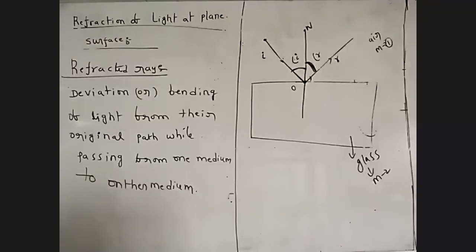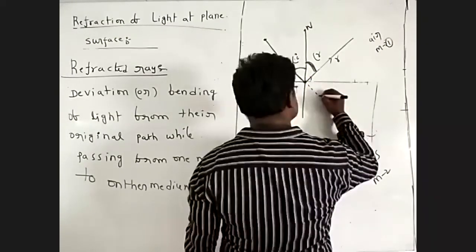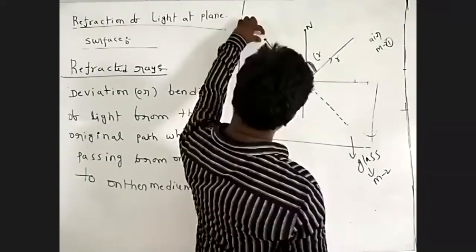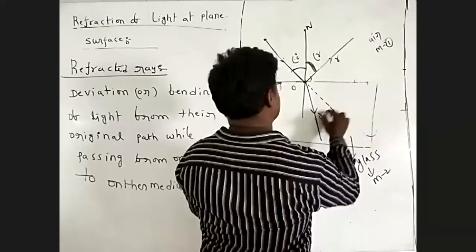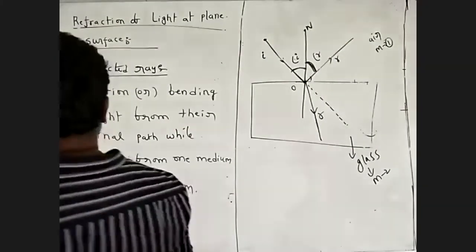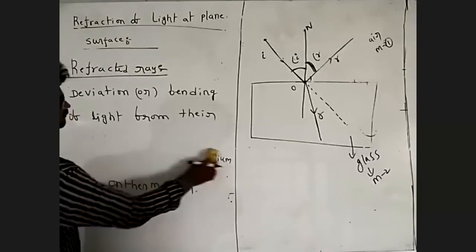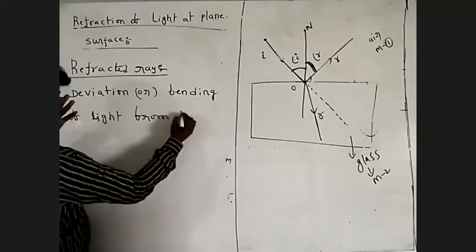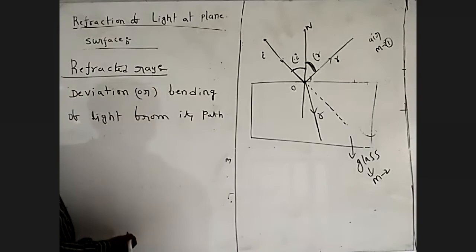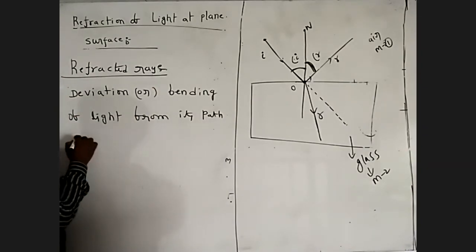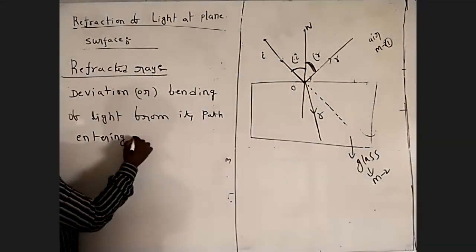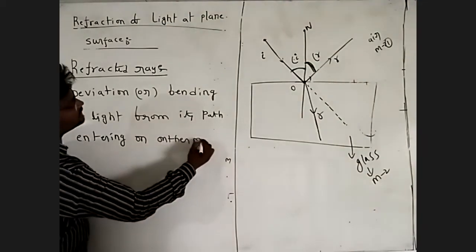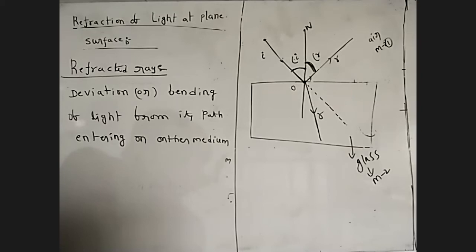That is the refracted ray. This is a rarer medium, this is a denser medium, and this is the actual direction of the incident ray. If there is no glass, the ray goes straight. But when glass is present, the ray is refracted. Another definition: deviation or bending of light from its path on entering another medium is called refraction.